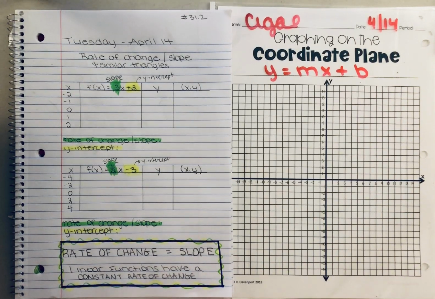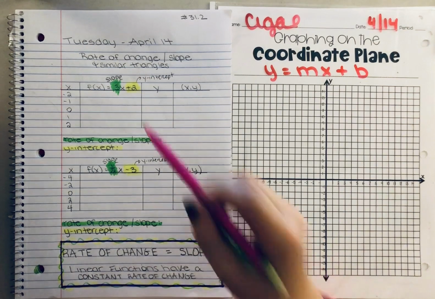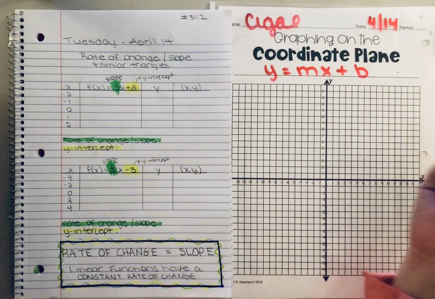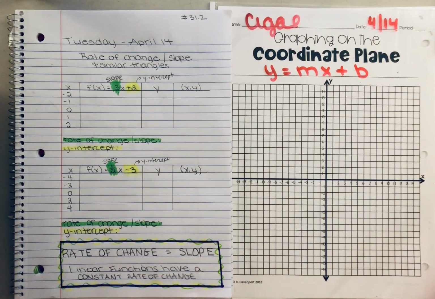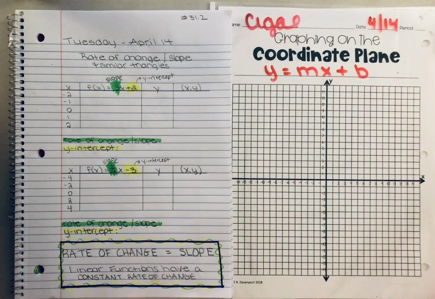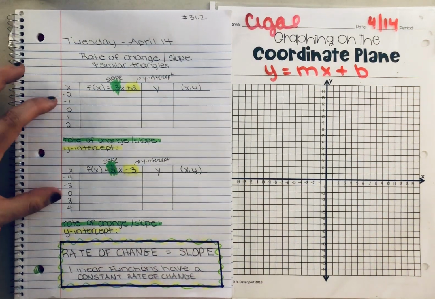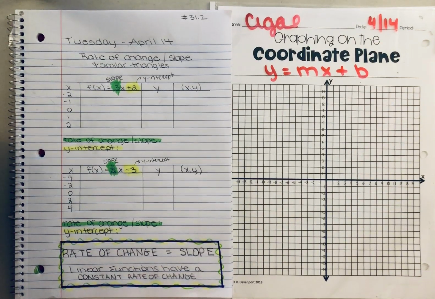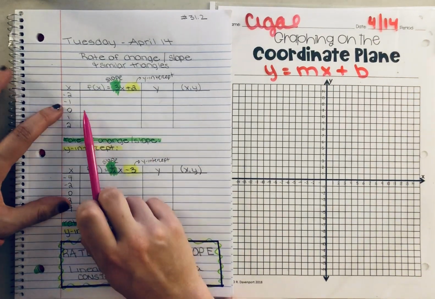So we're going to look at that steepness again today, but now I'm adding some more stuff to the end just to make it a little bit different than yesterday. But I want you to focus on the slope, the rate of change, how steep each of these lines are. So we're going to graph two lines, and then we're just going to analyze the slope. So let's start with the first one.